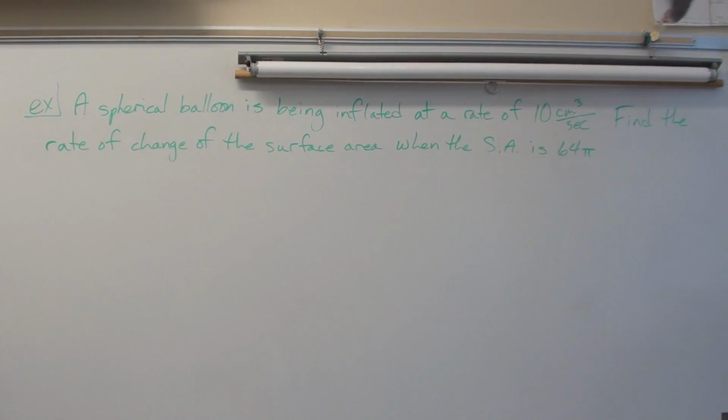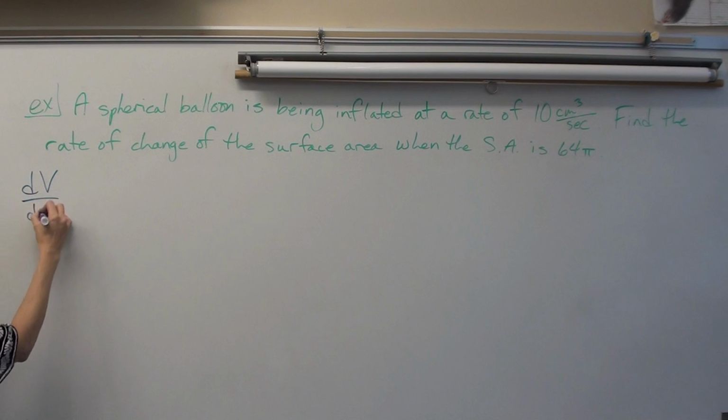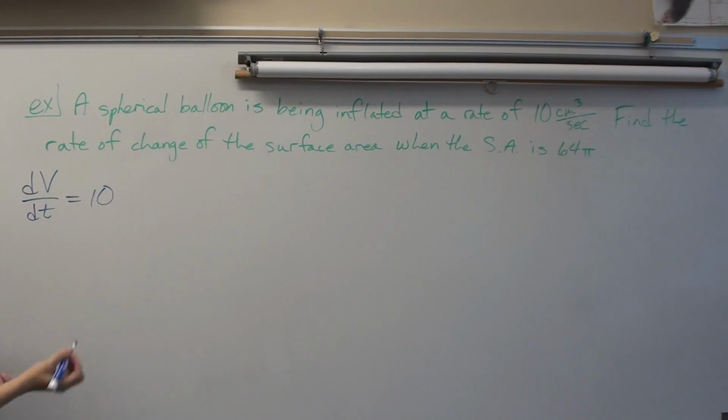A spherical balloon is being inflated at a rate of 10 cubic centimeters per second. What does that represent? dV/dt. I know, honestly, tough words. Okay, so dV/dt is 10. Find the rate of change of the surface area. So what are we looking for? I'm going to call it dS/dt so we don't confuse it with just area. When the surface area is 64 pi. So we're looking for dS/dt.